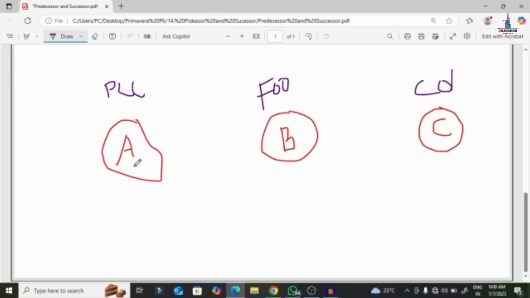So activity A is related to PCC bed construction, activity B is related to footing construction, and activity C is related to column construction. I am assuming the relation between the activities is a straight path like this. Now, what do you mean by predecessor as well as successor?